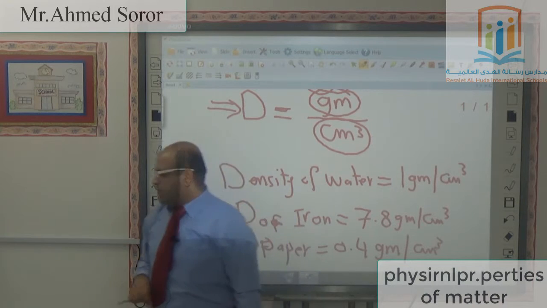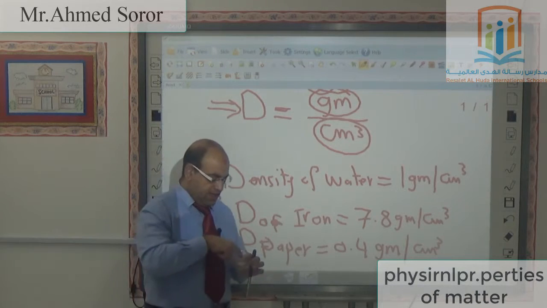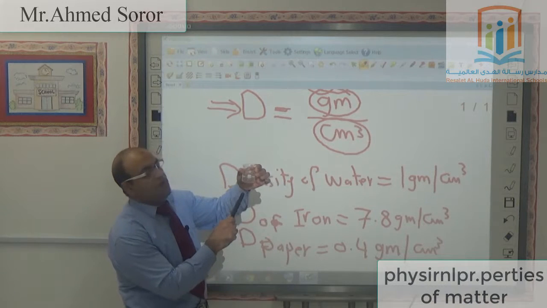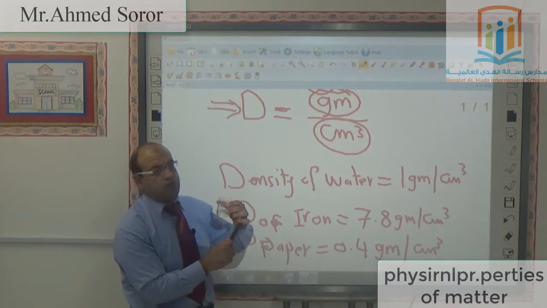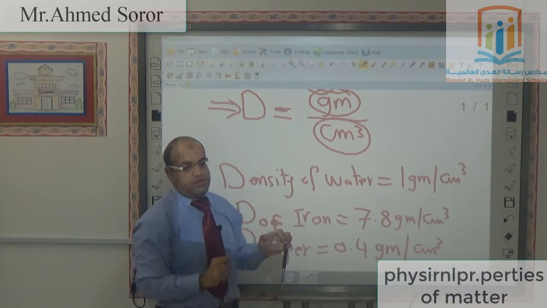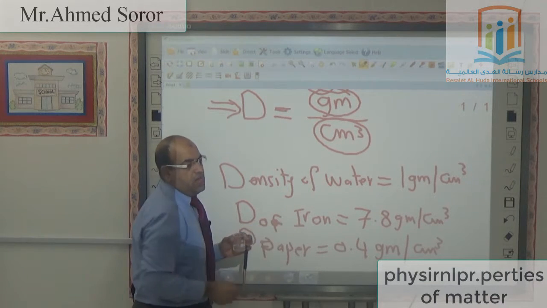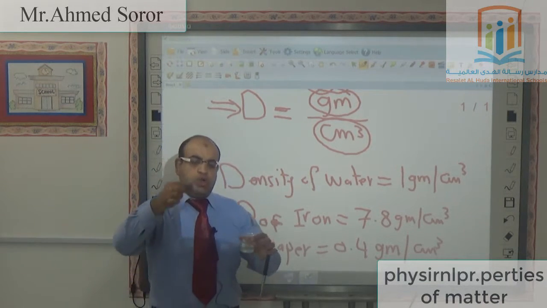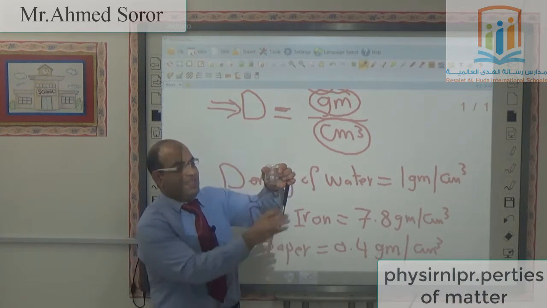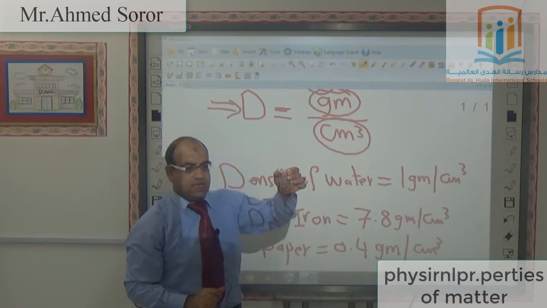If we bring a piece of paper and a piece of iron now, we can see that this beaker contains an amount of water. You know the density of water equals 1 gram per cubic centimeter, and iron 7.8 gram per cubic centimeter. So when you put the piece of iron in the water, you can see it sinks in water.